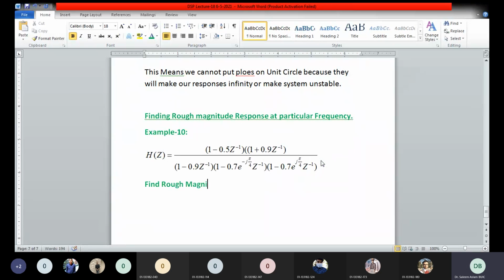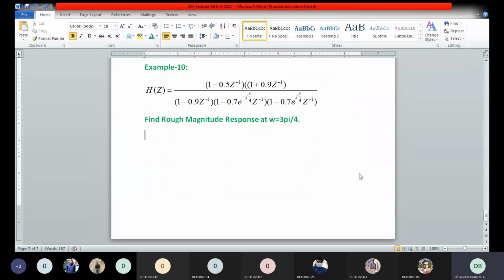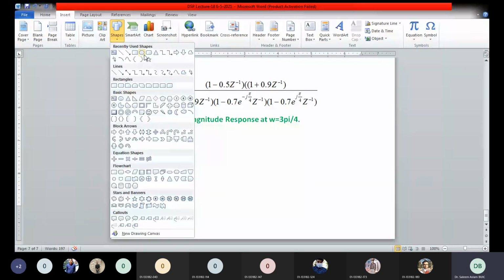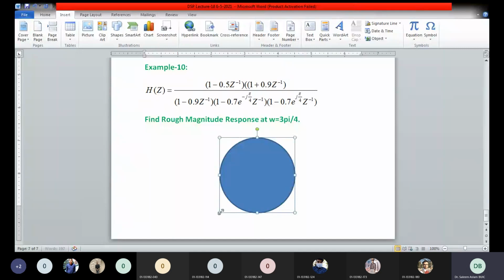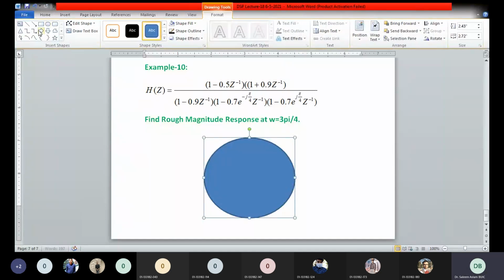Magnitude response at omega is equal to, let's consider 3 pi by 4. हम एक स्पेसिफिक फ्रीक्वेंसी ले लेते हैं 3 pi by 4 पे सिस्टम का रिस्पांस क्या होगा. Let's first draw the pole zero diagram for the system, and then from the pole zero diagram we'll try to grab the concept of how we can draw a better frequency response using this pole zero diagram.